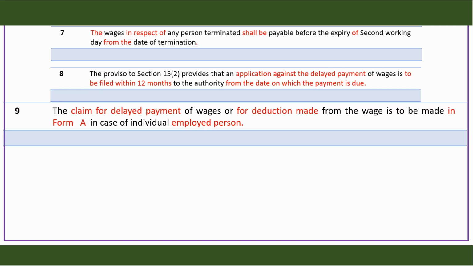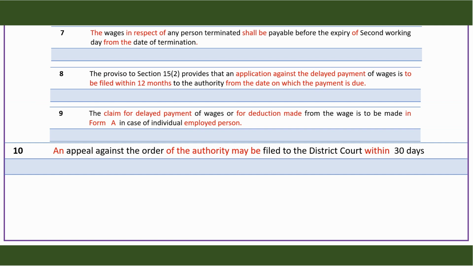The claim for delayed payment or deduction made. Number one, there can be a delay in the payment. Number two, there can be some unauthorized deductions made in the payment. In both cases, we can use Form A and file the complaint within 12 months. After we file the claim, if there is a decision by the appropriate authority and we want to appeal against it, we can file the appeal on the order of the authority within 30 days of it, and the appeal could be filed in a district court.